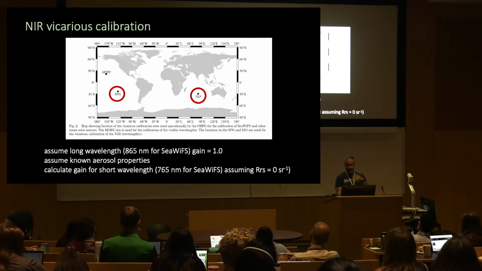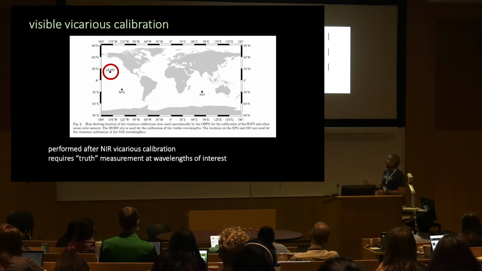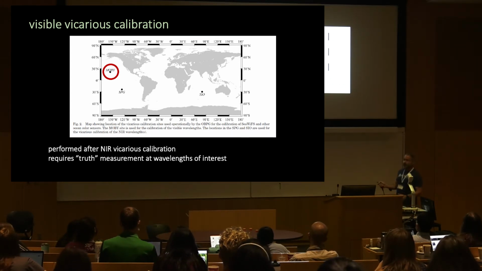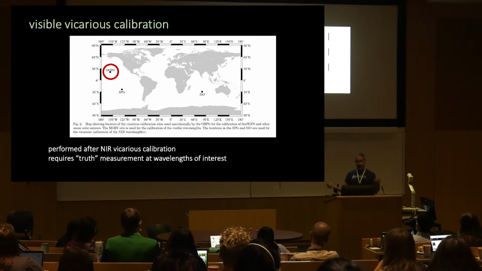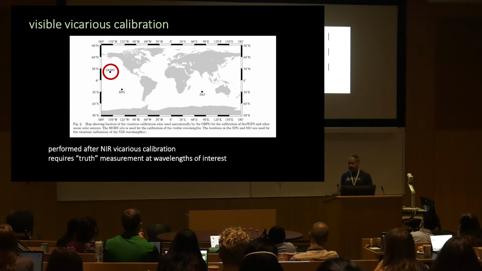And we'll show you what plots of all of this stuff looks like in a second. The visible vicarious calibration happens next, and we have used the marine optical buoy since like 1997. This requires some truth measurement at wavelengths of interest. So we'll talk about this later, but this doesn't have to be MOBI. It is wonderful that it is MOBI because it is a hyper-calibrated instrument. It's been in the water a long, long time, has a great team of people there. But in principle, you could use other satellite measurements. You could use anything that you consider to be, in quotes, truth.